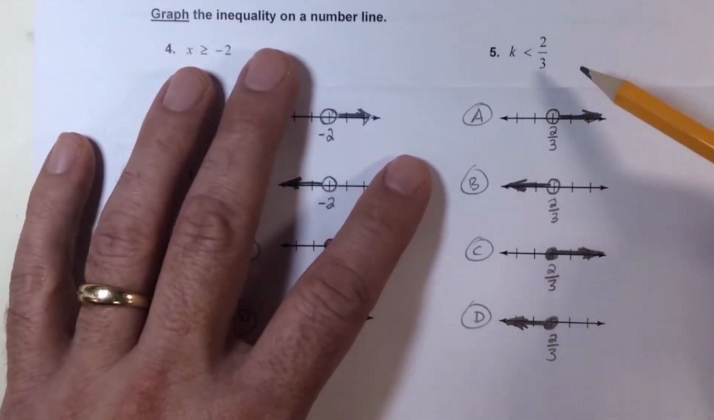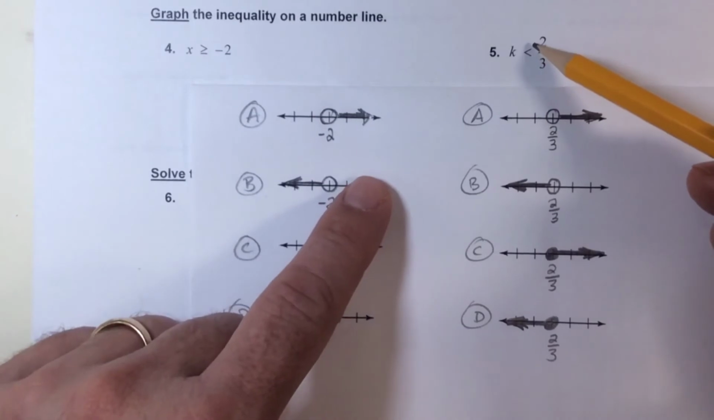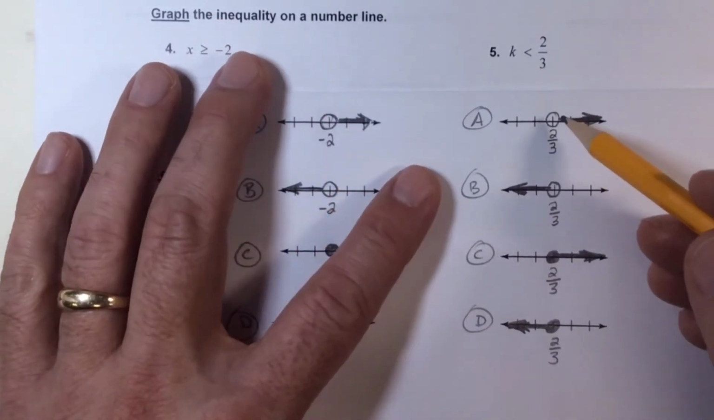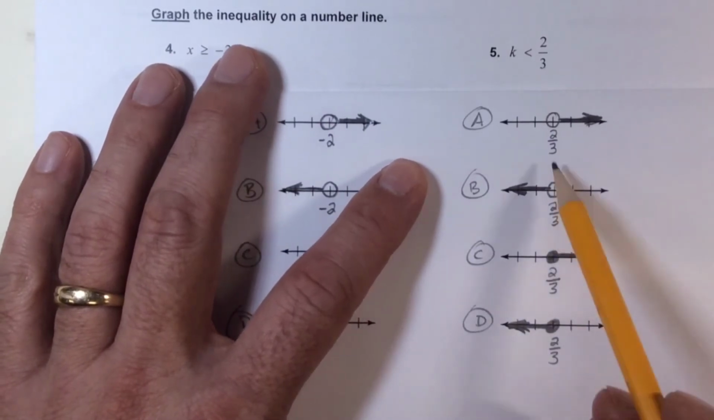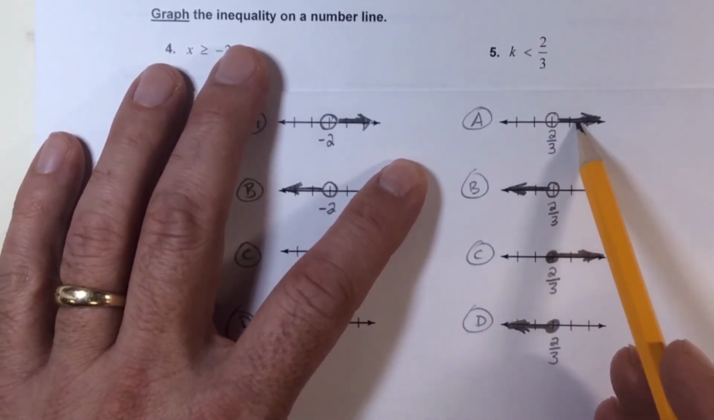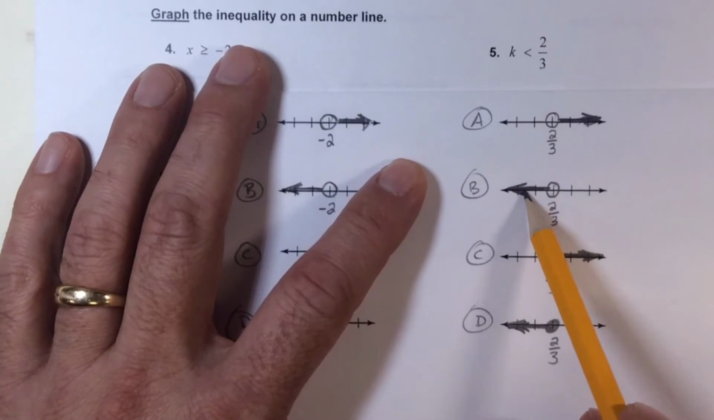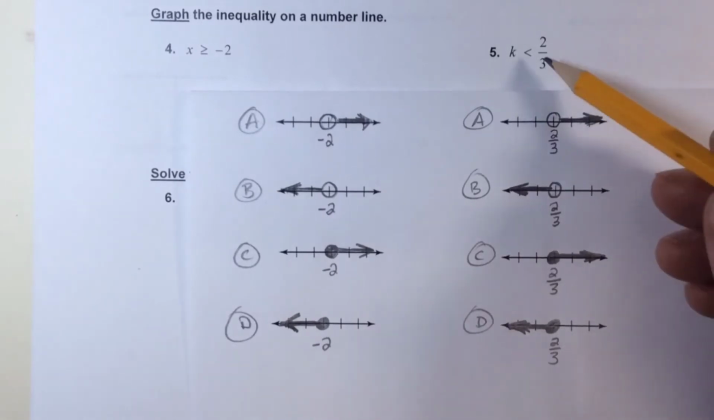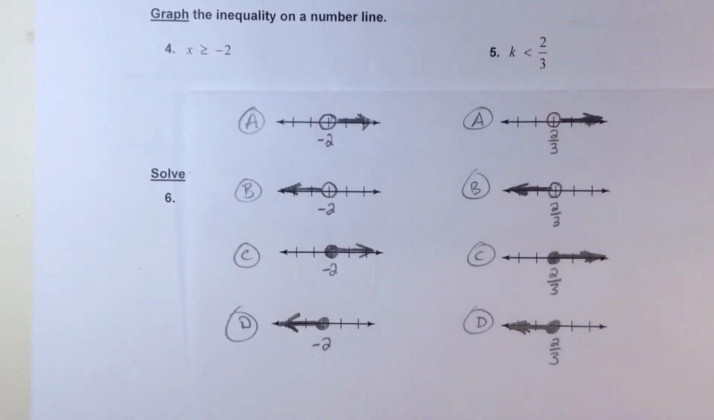For number 5, K is less than 2/3. Now all of the circles are at 2/3. A is open circle, arrow to the right. B, open circle, arrow to the left. For C, closed circle, arrow to the right, and for D, closed circle, arrow to the left. So you're graphing that inequality.